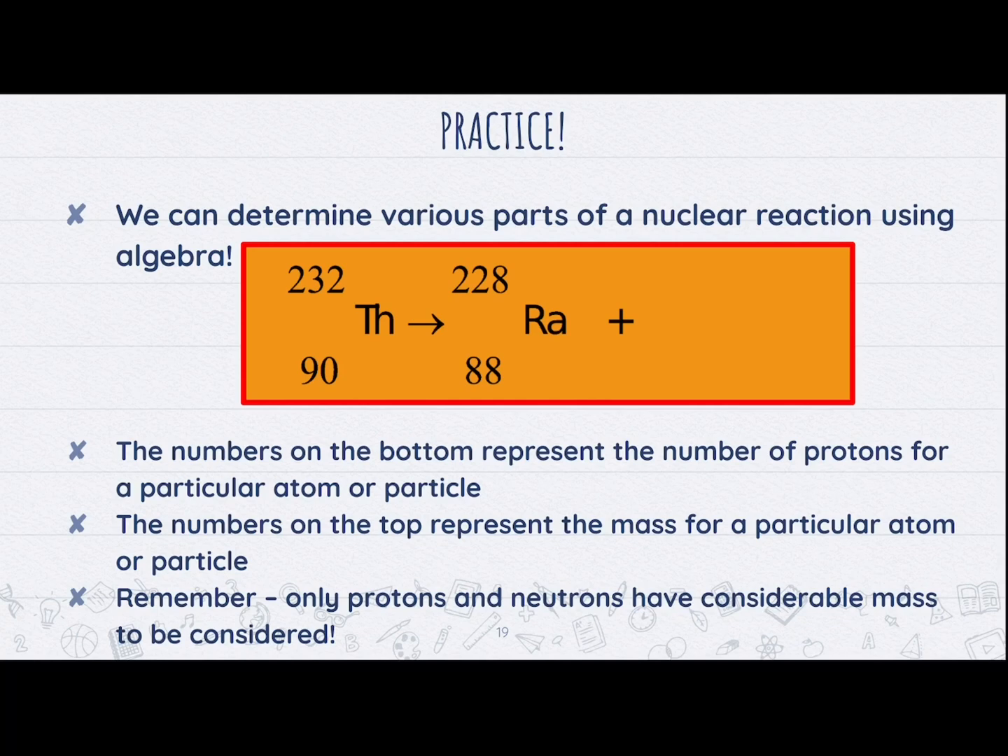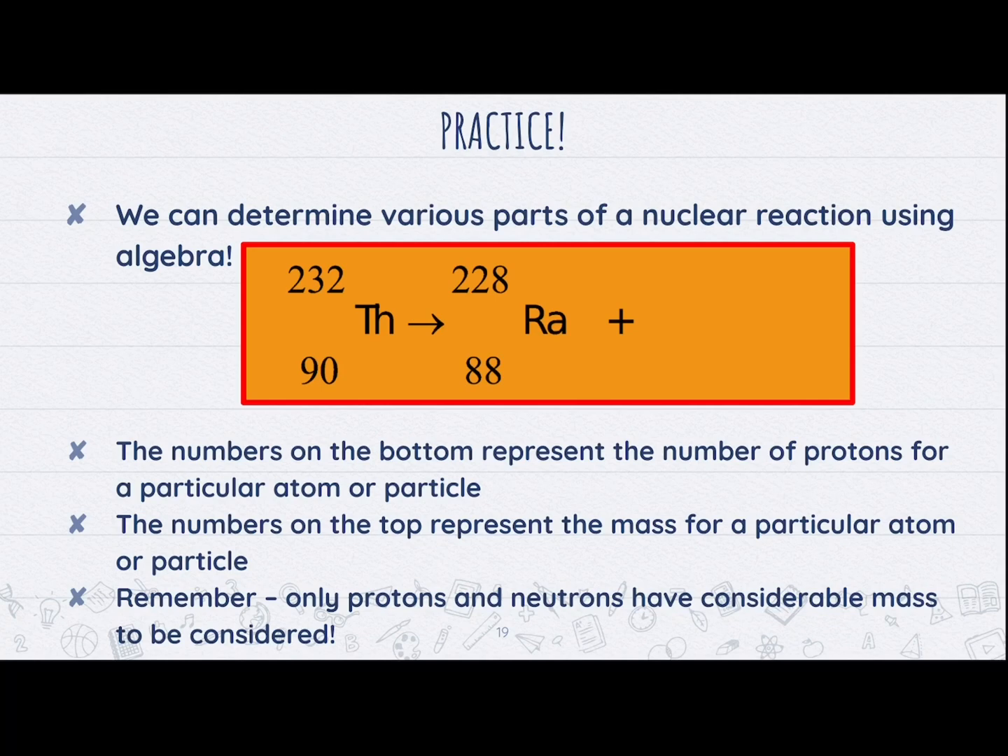The numbers on the top represent the number of protons for a particular atom or particle. So these are the ones on number 12 on your notes that you need to go ahead and fill in, and we'll answer them as well. Okay, the numbers on the top represent the mass. Remember, only protons and neutrons have mass. So on the top, my mass number, I have 232 and I have 228. So what's on the left side has to be equal to what's on the right side. So I would do 228 and add whatever number I need to add to get to 232.